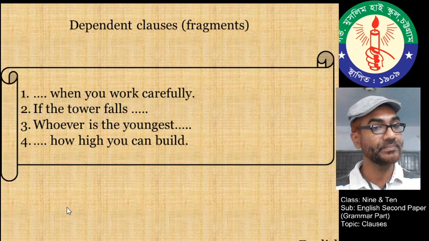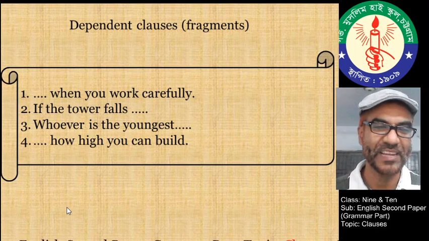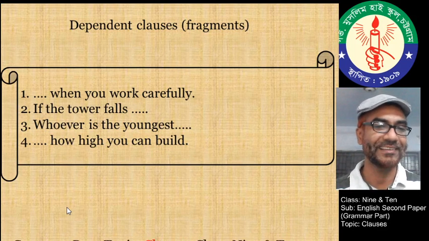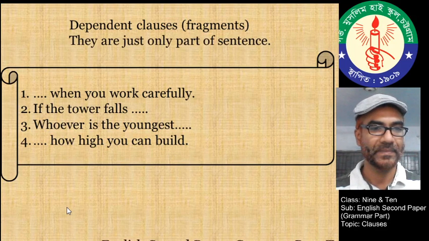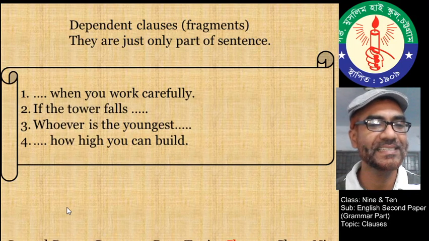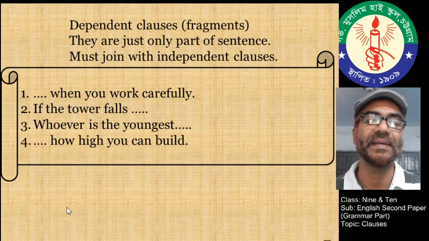Then the others are dependent clauses, fragments. They are just fragments, they are parts, they are not full or complete. They are only part of a sentence, and they must join with independent clauses.